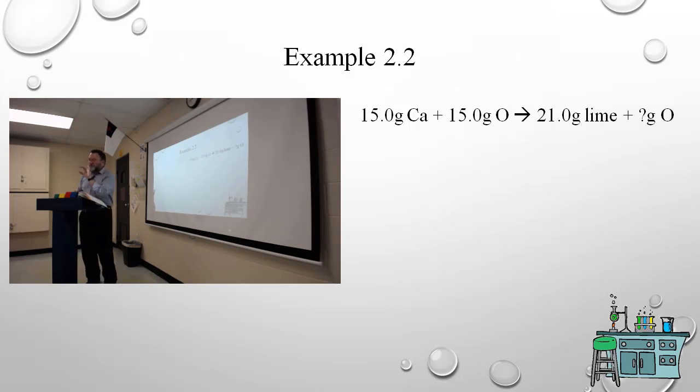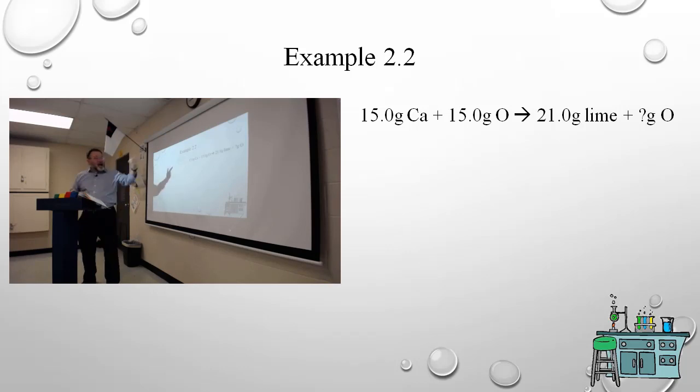So we're trying to find the perfect recipe, right? None left over, none of anything left over. We want to react it perfectly. And this is a good case. I'm a purchasing agent. How much do I have to give the chemist so he can make the right amount? So 15 grams of calcium and 15 grams of oxygen produces 21 grams of lime and some extra oxygen.